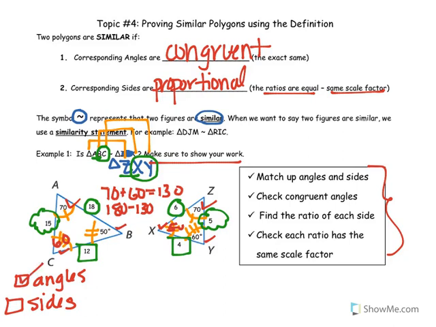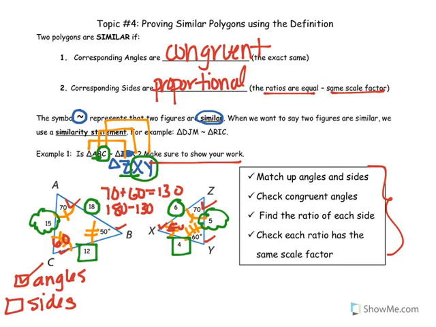I know that the angles, the corresponding angles, are congruent. Now let's check the corresponding sides. Okay? Sides are proportional, which means they need to have those same ratios. So let's actually set up the 3 different ratios that I have.